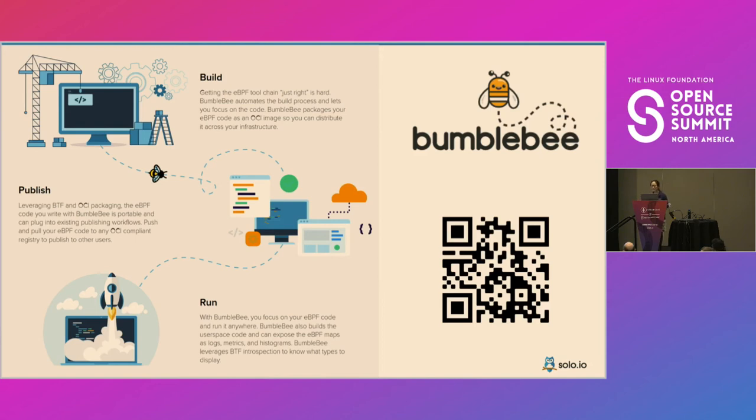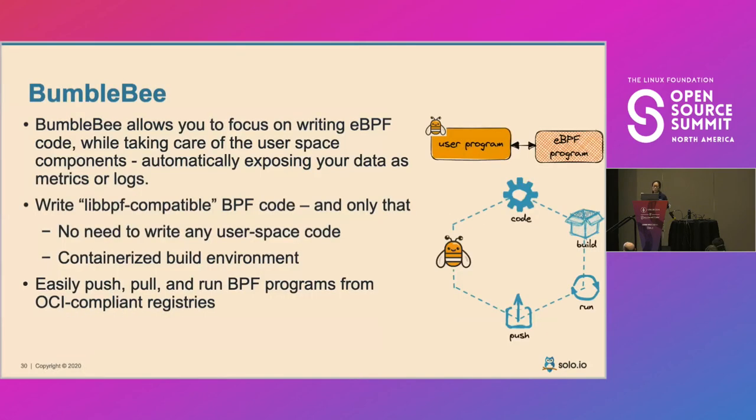It's pending approval. Bumblebee is designed to help you easily build your eBPF program, to publish your eBPF program to an OCI registry, and to actually run your eBPF program or somebody else's eBPF program just by using our runner. If you scan that QR code, it would take you to bumblebee.io. With Bumblebee, you can focus on writing your eBPF code, and Bumblebee takes care of the user space program for you automatically. On top of that, Bumblebee also exposes your data as metrics and logs, so you can plug into Prometheus, for example.